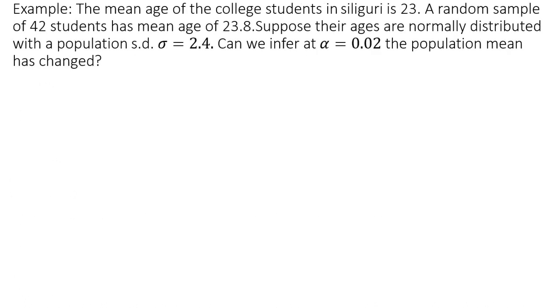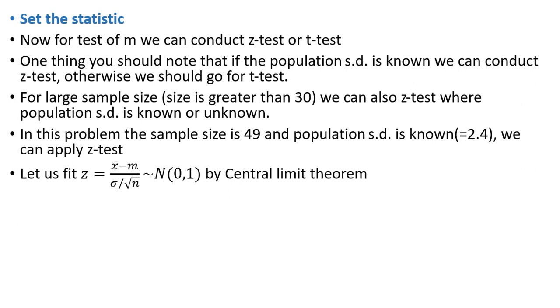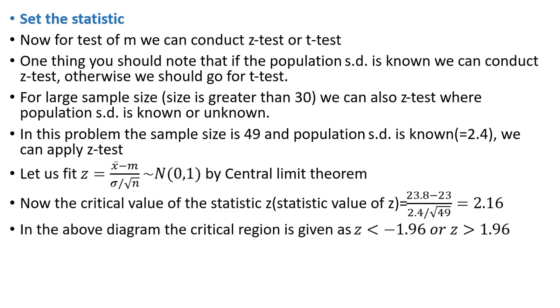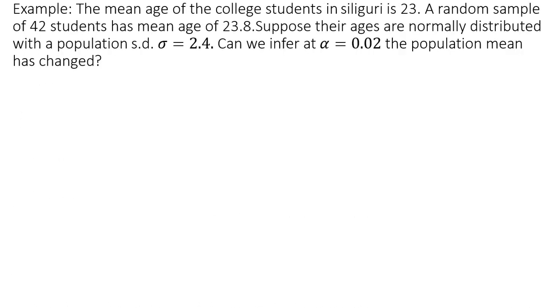Look at the same problem. There is just one change: alpha equal to 0.02. In the previous problem alpha was 0.05, and now alpha is 0.02. It's the same problem. The mean age of the college students in Siliguri is 23. A random sample of 42 students has a mean of 23.8. Suppose their ages are normally distributed with population standard deviation sigma equal to 2.4. Can we infer, etc.?